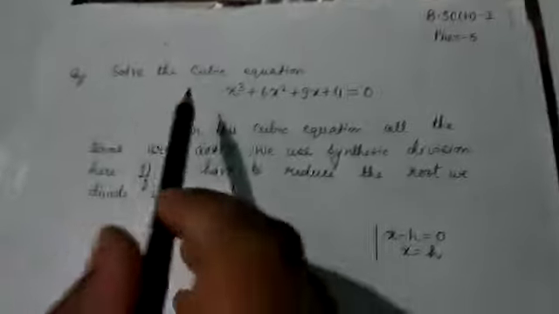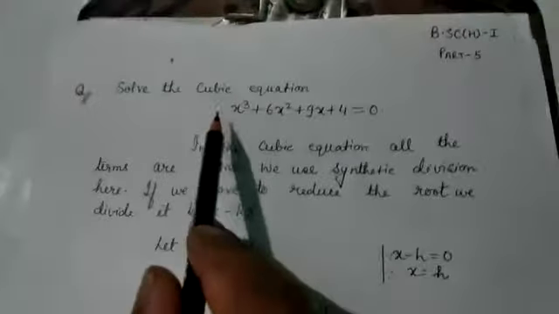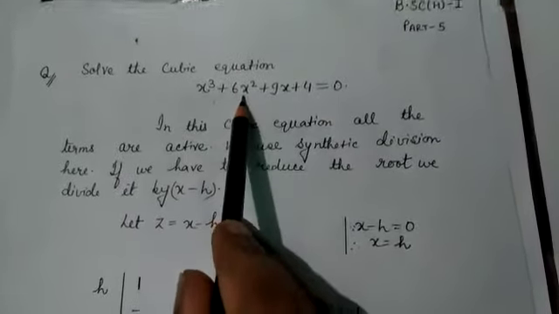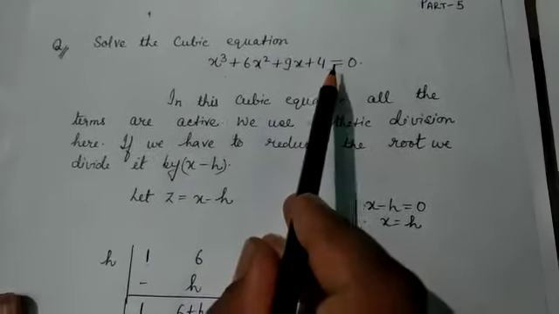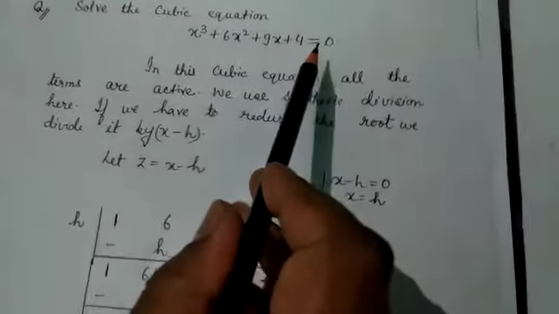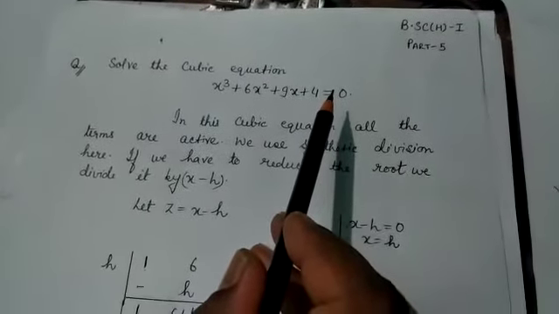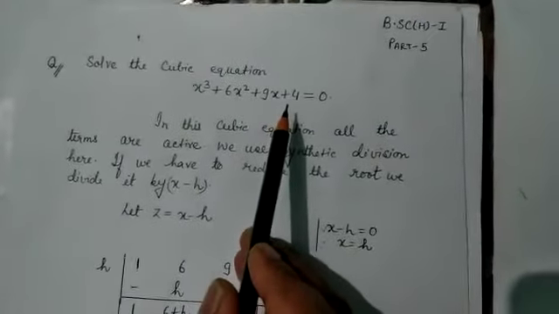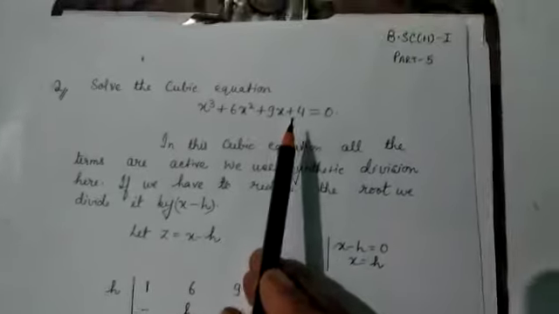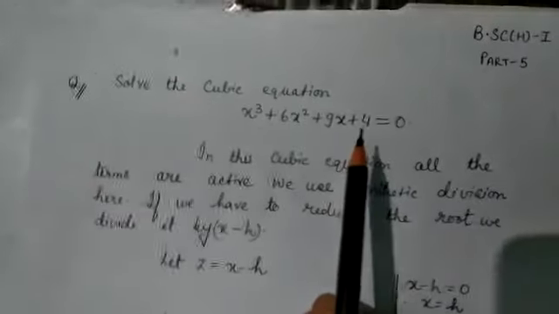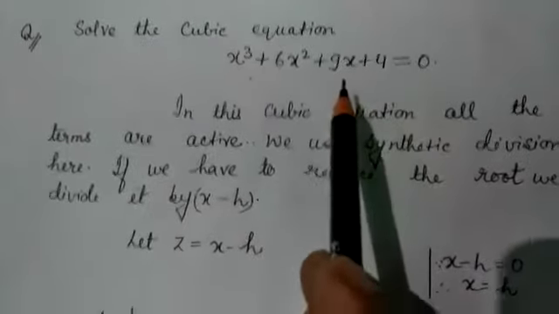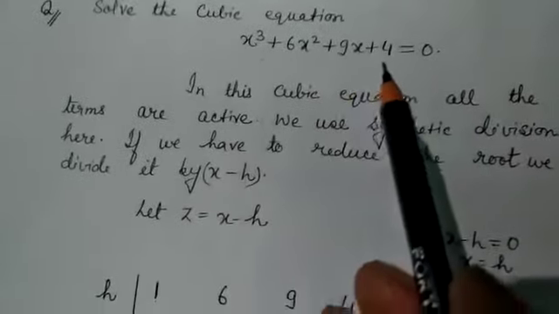Here we have the question today in which we'll take help of synthetic division. Solve the cubic equation x cube plus 6x square plus 9x plus 4 is equal to 0. Here the polynomial is given but the binomial is not given. So in this case, if we have to reduce the root, we divide this polynomial by x minus h. And if we have to increase the root, we divide it by x plus h.